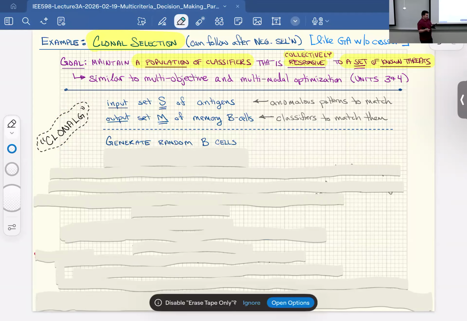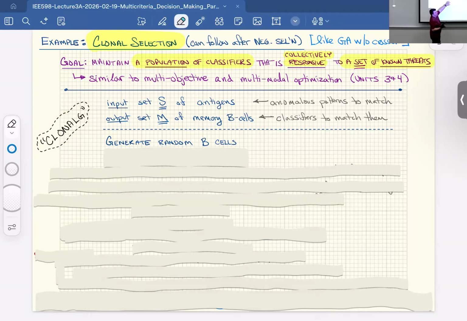So the first thing we do is generate a random set of B cells. These aren't our M cells. This is a random internal latent set that we're going to filter through and gradually select good candidates to add to our M cells.